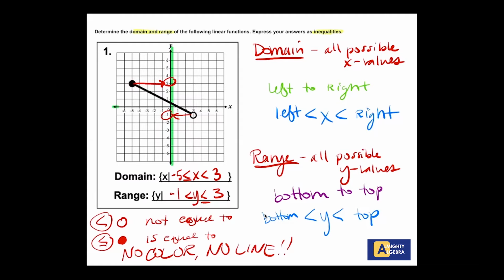So my final answer for range is gonna look like this. We read this, -1 is less than y, less than or equal to 3. The range of this line segment is all possible y values between -1 and 3. It can equal 3 because this symbol is shaded, but it cannot equal exactly -1 because this symbol is not shaded.